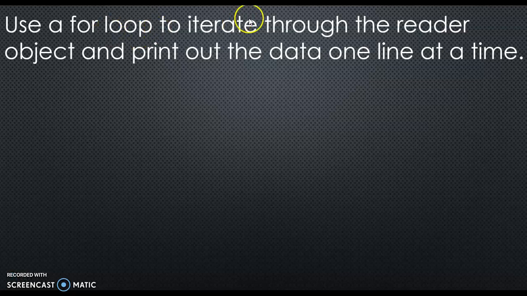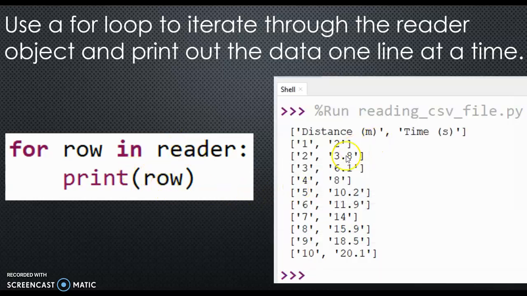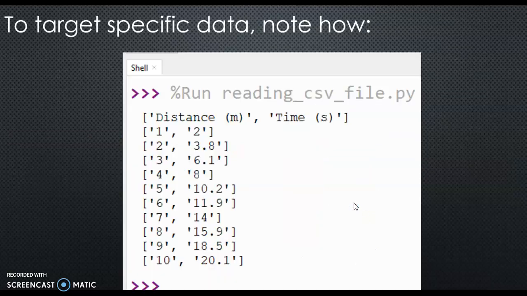So we've just used a for loop to iterate through the reader object and print out the data one line at a time. So in a for loop, row here is your iterable variable which will change accordingly, and it iterates through the reader here and prints out each piece. So we got our output, which we saw in the last video.